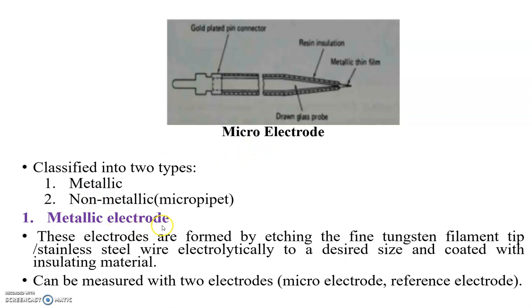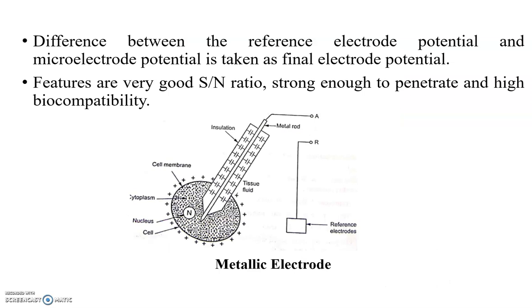So metallic electrodes are formed by electrolytically etching a fine tungsten filament tip or stainless steel wire to a desired size. It is coated with insulating material. So it can be measured with two electrodes. One is a microelectrode and another one is a reference electrode. The difference between the reference electrode potential and the microelectrode potential is taken as the final electrode potential.